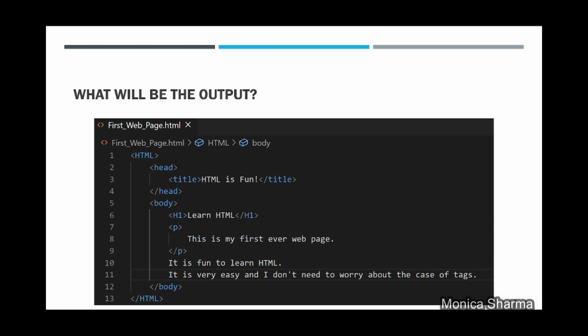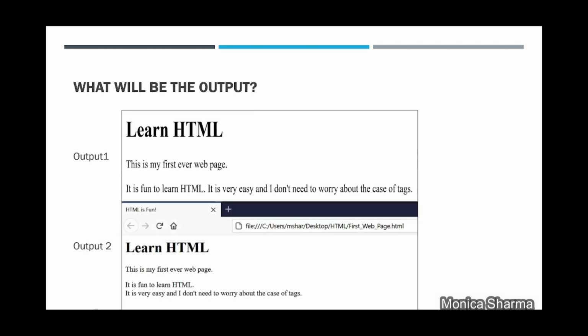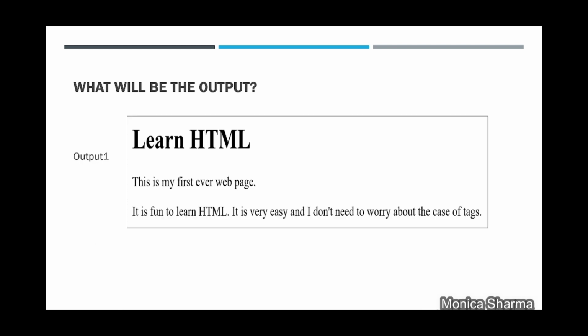Can you guess what will be the output of this code? It's a very basic code which begins with an HTML tag, ends with an HTML tag, and has the head and body sections also. The head section contains the title. The body section contains a heading tag, a paragraph tag, and some text. So based on this code, we have two options here, output 1 and output 2. Either one of the outputs will be the correct output. The correct output here will be output 1. If you were able to make it out, then that's very good.